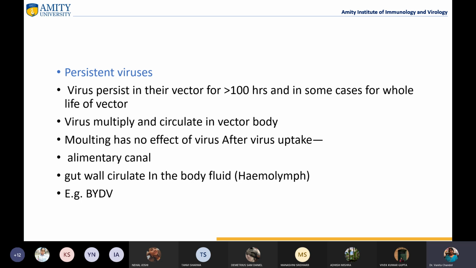Molting has no effect on the virus after virus uptake. It goes to the elementary canal, the plant gut wall, and circulates in the body fluid. An example is bean yellow dwarf virus. So persistent viruses are the most dangerous ones because they are there in the vectors for a longer time, throughout their lifetime. They multiply there also, and molting does not have any effect on them.